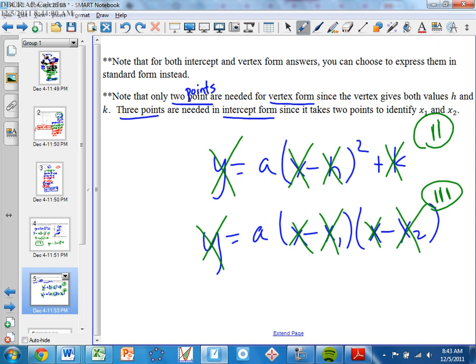This is the exception, the top one, for vertex form. Traditionally speaking, you think, okay, we're going to need 3 points. Even for standard form tomorrow, we're going to need 3 points. But again, for vertex form, you only need 2 points.